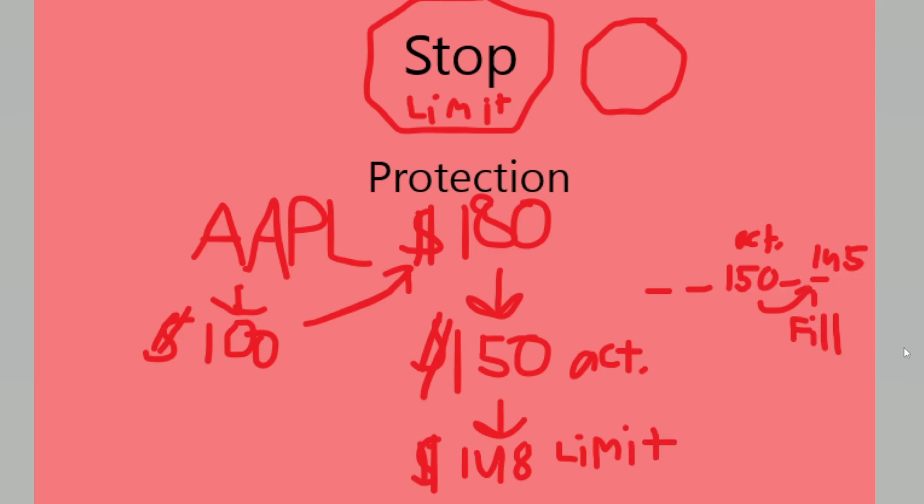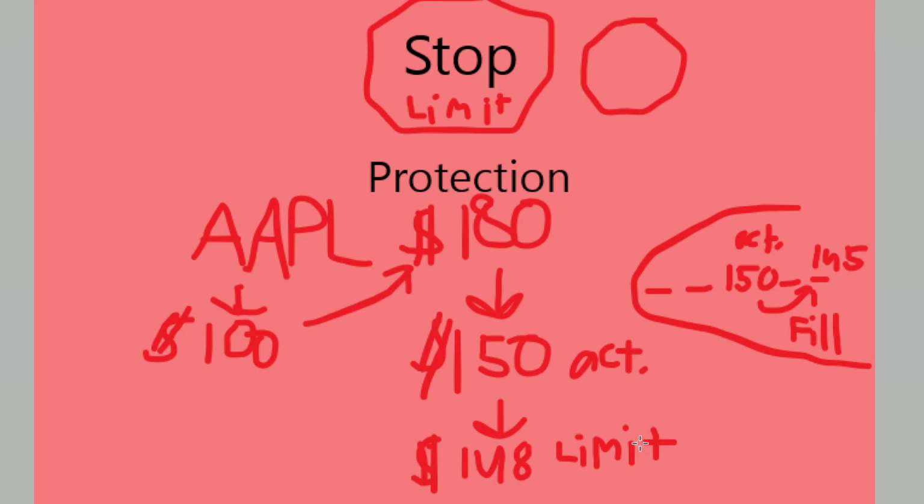So if, in the scenario we have over here, this did come true and it hit the activation at 150, and then by the time your limit order was in action the stock price was 145, it's not going to sell the stock because you set your limit at 148. You're not going to sell it at less than 148. So now basically you'll have an open limit sell order at 148. If the stock goes up to 148, it's going to sell.